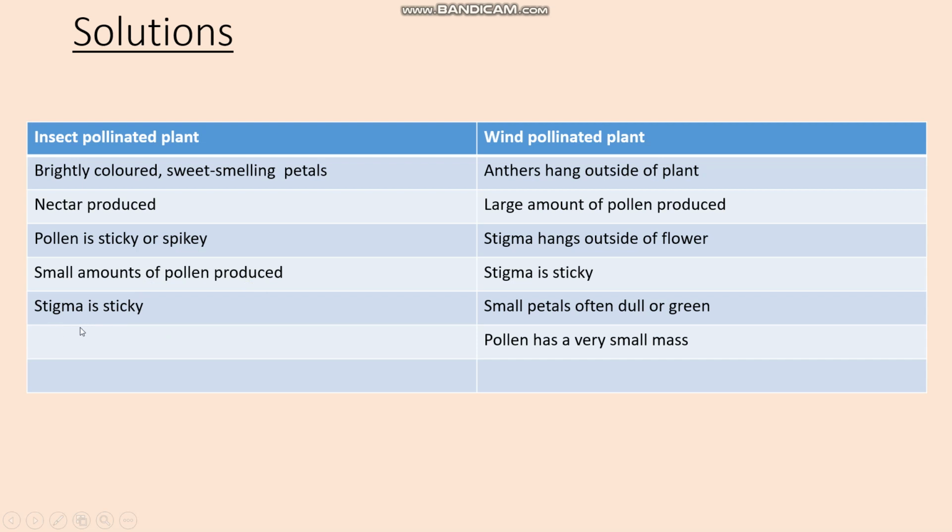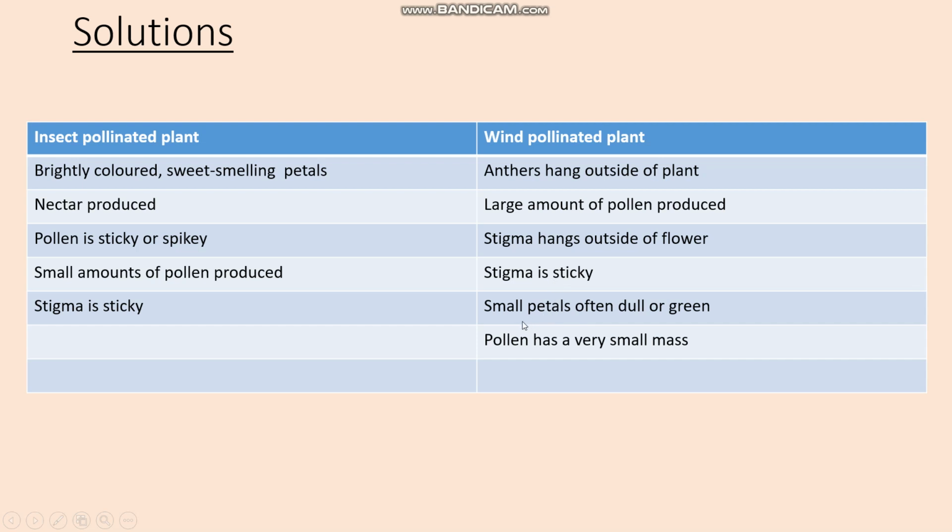insect pollinated plants again have sticky stigmas. Wind pollinated plants, again as we mentioned earlier, the anthers tend to be outside. They produce large amounts of pollen because an awful lot of it is lost in its journey away from the parent plant. The stigma hangs outside the flower, so again it's easier for the pollen to land on the stigma via the wind. As with insect pollinated plants, the stigma is sticky.